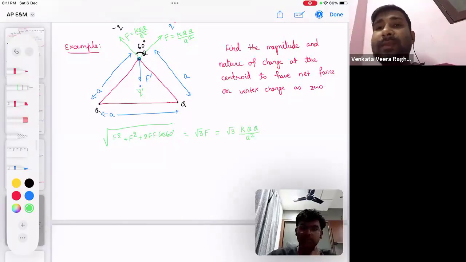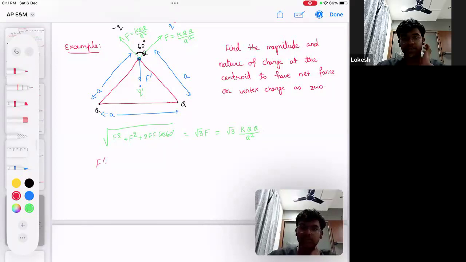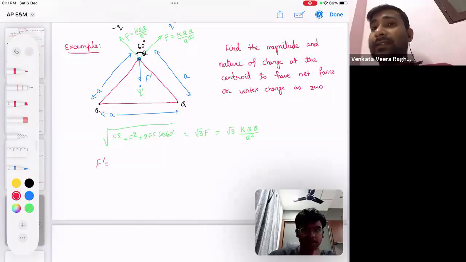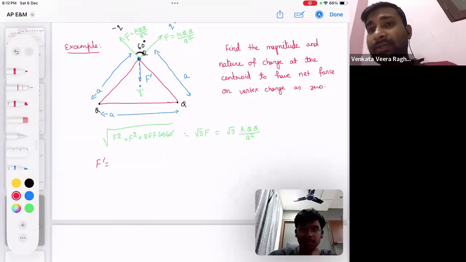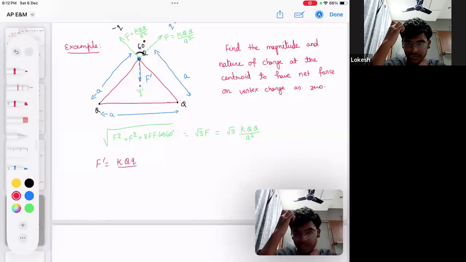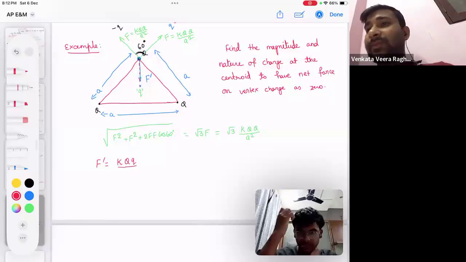F dash. So can you tell me how much is the F dash? F dash is root 3 K q square by a square. Yes. And if I try to write it with the help of the charged particle, what should I write? The F dash value, K, capital Q, small q, divided by? Now tell me what I should write next.